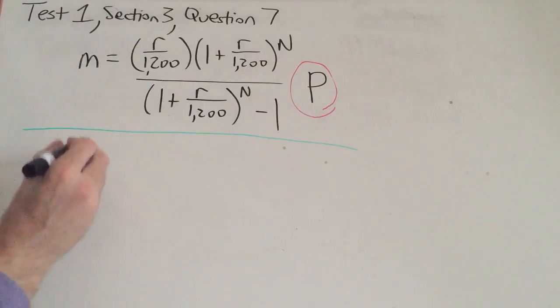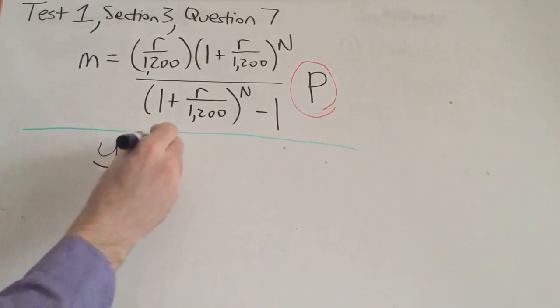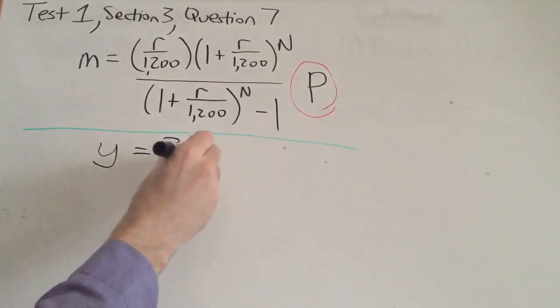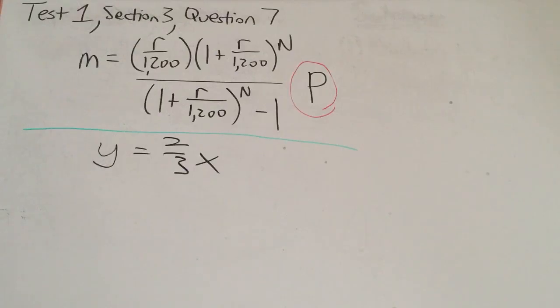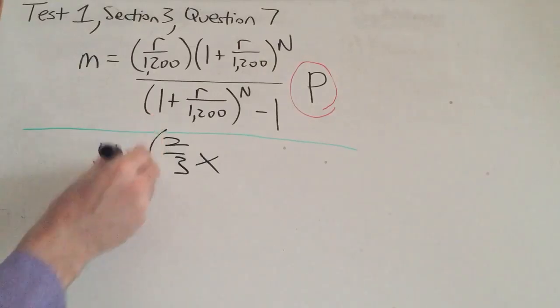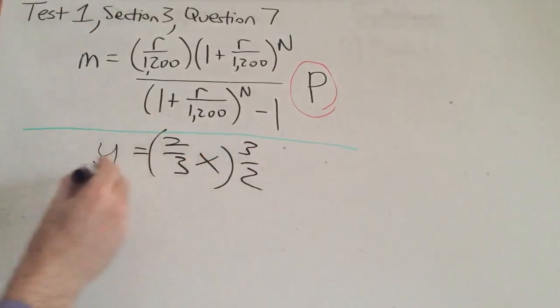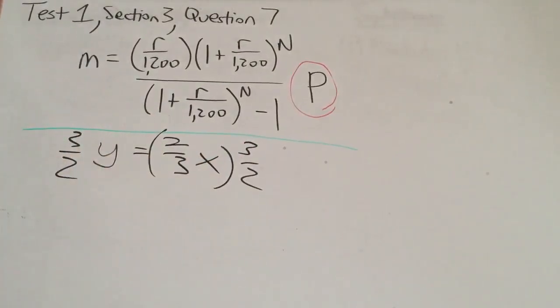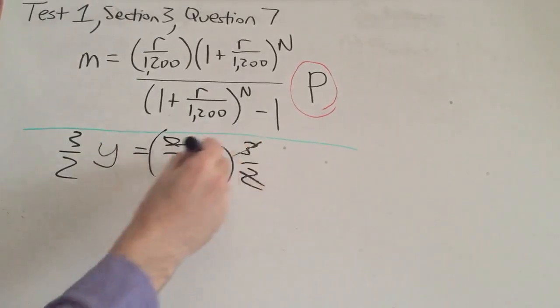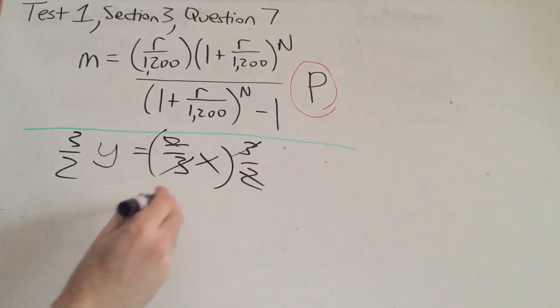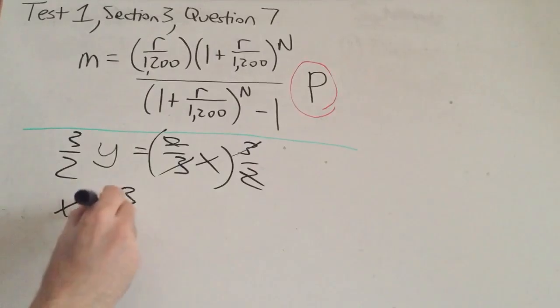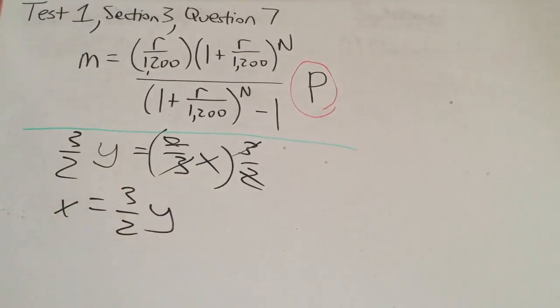So let's take a simple example like y equals 2/3 x. Suppose we want to solve this for x. If we want to get x by itself, what we're going to do is multiply each side of this equation by the reciprocal of 2/3, which is 3/2. When you do that, the 2's cancel and the 3's cancel, and you get that x is 3/2 y.